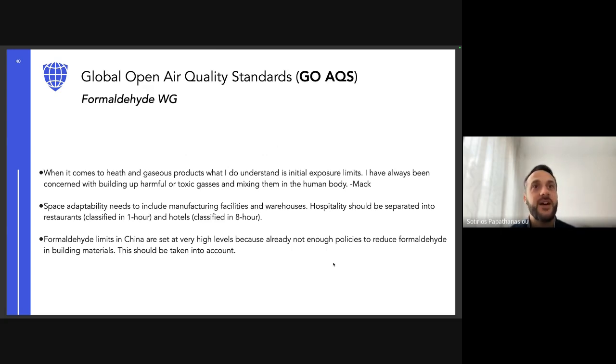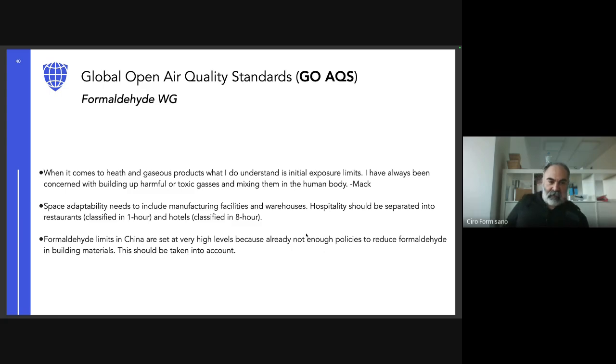Formaldehyde limits in China are set at very high levels because there are already not enough policies to reduce formaldehyde in building material. This should be taken into account. And this is the same thing Tanli said. Maybe this is your comment, I don't remember. Who has a comment on this? This is probably my comment. Okay, also, last one. Perfect.